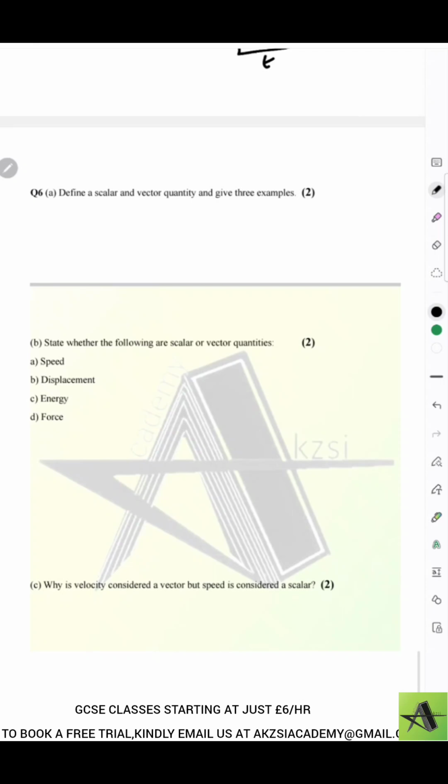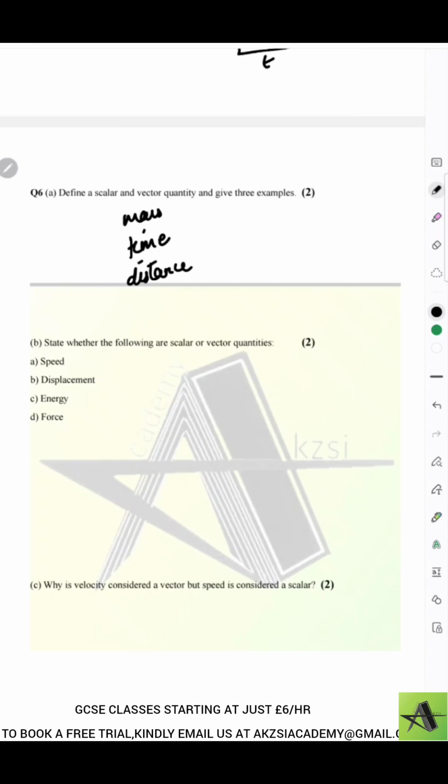Question number 6. Define a scalar and a vector quantity and give 3 examples. So scalar quantities are those quantities that have only magnitude. That means examples are mass, time, distance. Obviously we cannot define their direction.